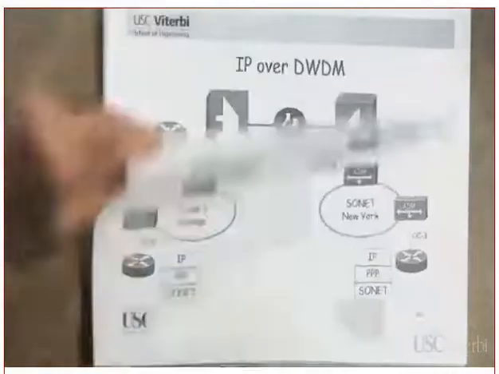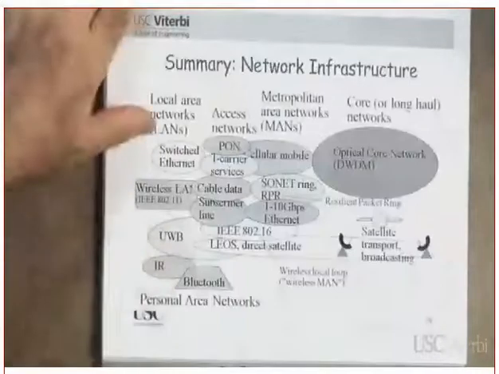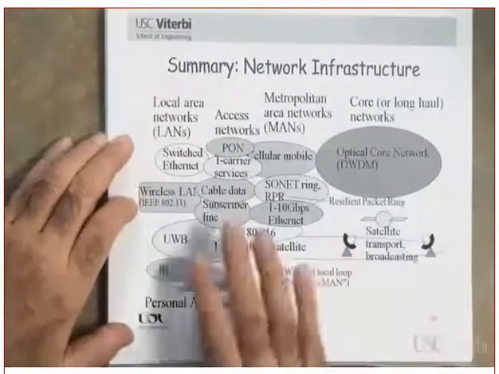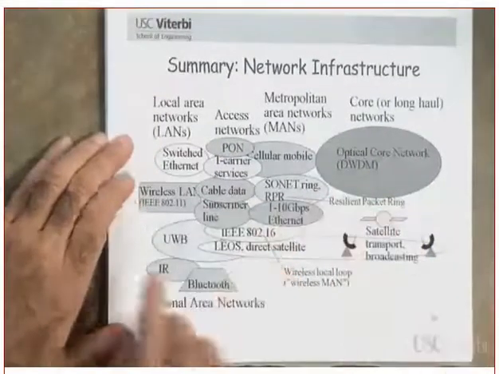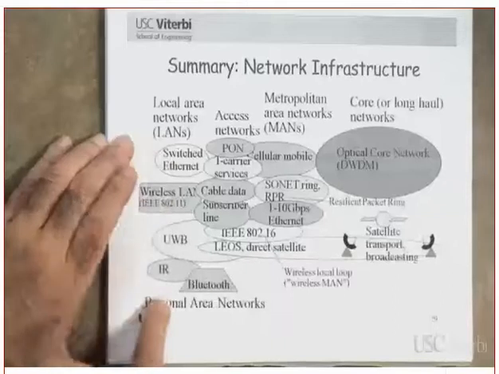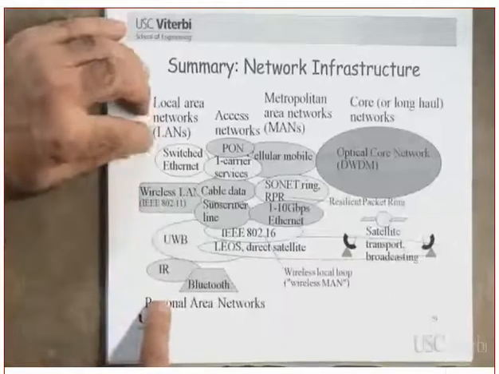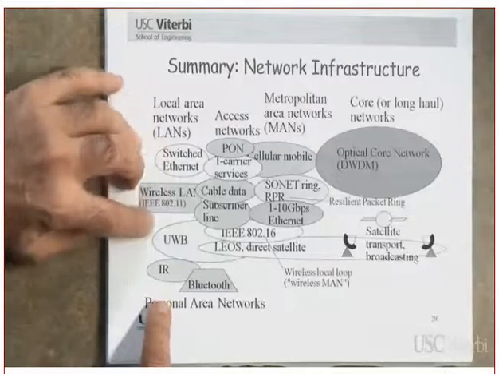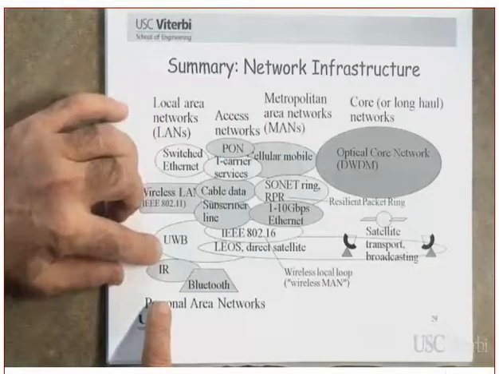Okay. Already talked about this. This is a summary of the networking infrastructure, both in the access and in the web. Now, let's look at the users. In the users, what do we have? We have local area networks, a switched Ethernet, a wireless LAN, the 802.11, UWB, anybody?